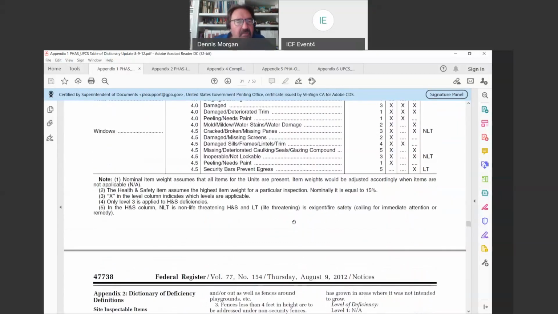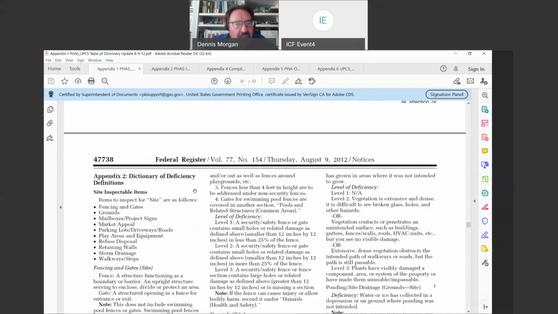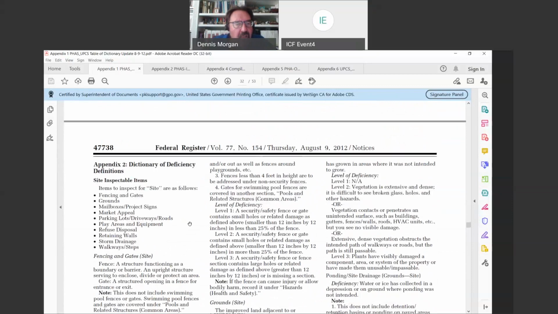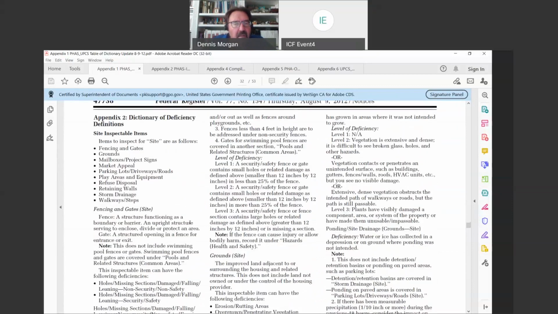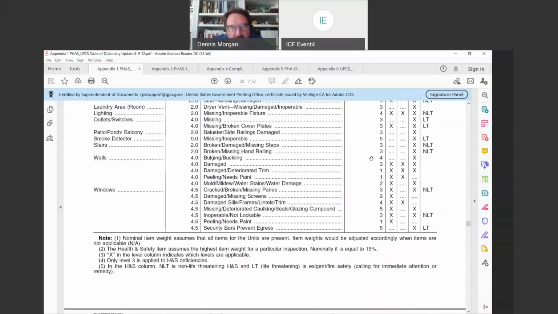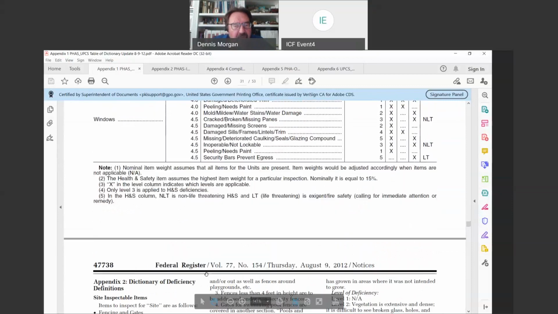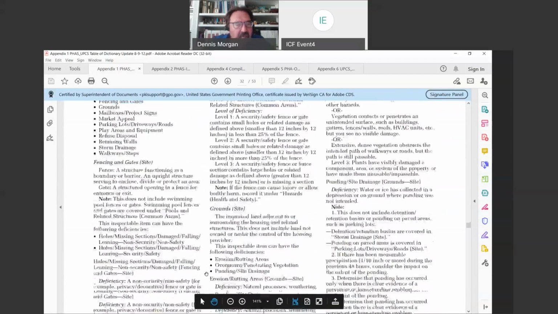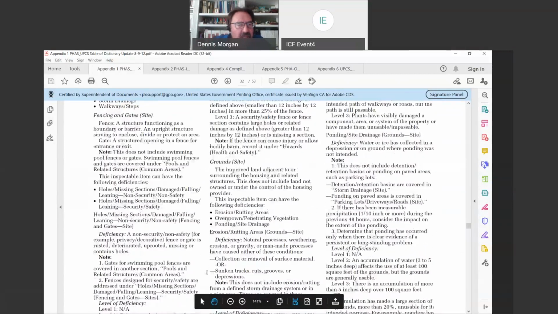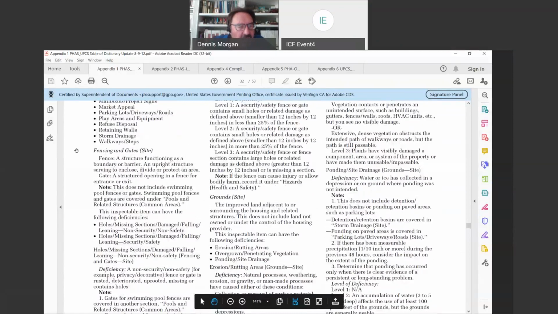Within the dictionary of terms, you're going to see in this Appendix 2, this is where they also talk about the levels: level 1, level 2, level 3. So this provided you a summary. This provides you then the detail associated with that item. And so we're now looking in this dictionary, and the first place they're going to be covering is the site. So it's going to be talking about fencing.